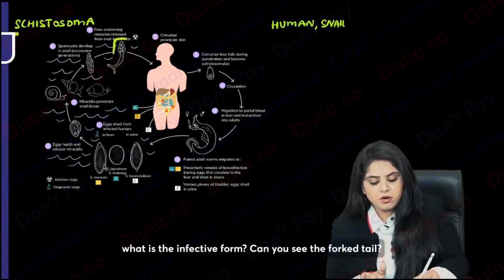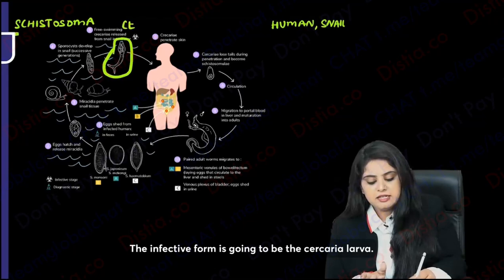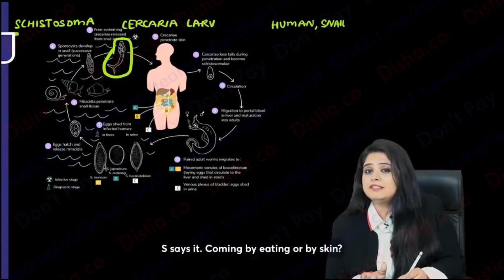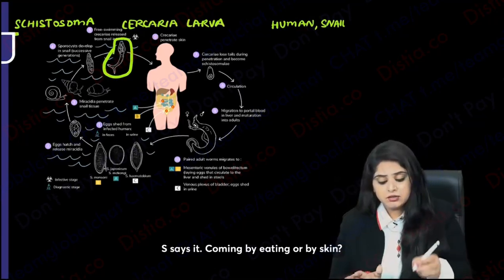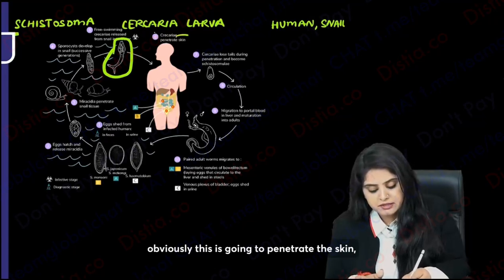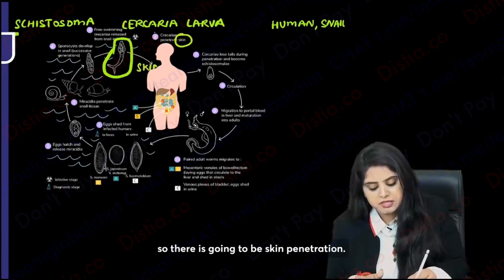Okay, now let's see what are the S's that you had studied, guys. What is the infective form? Can you see the forked tail? The infective form is going to be the Cercaria larva. Okay, how is it coming? Is it coming by eating or by skin? So you will say, obviously, this is going to penetrate the skin. So there is going to be skin penetration.